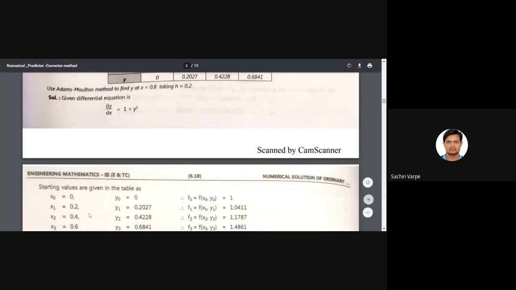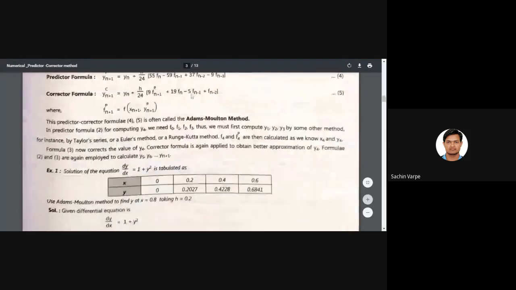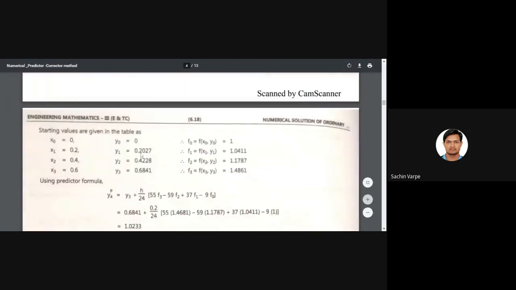Okay. x1, y1 we are having from this second column of the table. And we'll calculate the value of f1. That is 1 plus 0.4 square, 1.16. So similarly, we can find f2 and f3, and we substitute all these functions into those formulas.